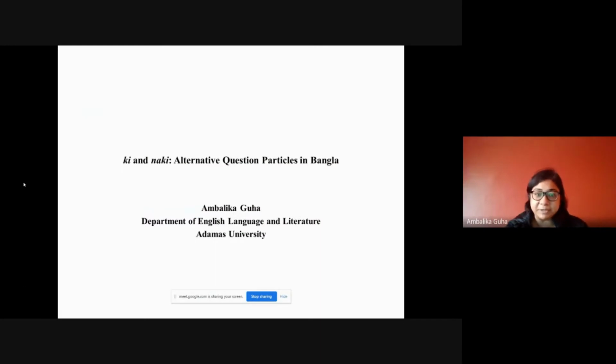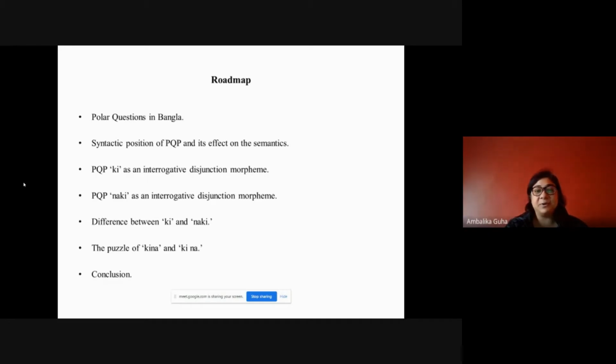Today I will be presenting on two question particles. One is ki and the other one is naki in the Indo-Aryan language Bangla, and how they occur both in polar question constructions and also in alternative question constructions. So this is the roadmap of today's talk.